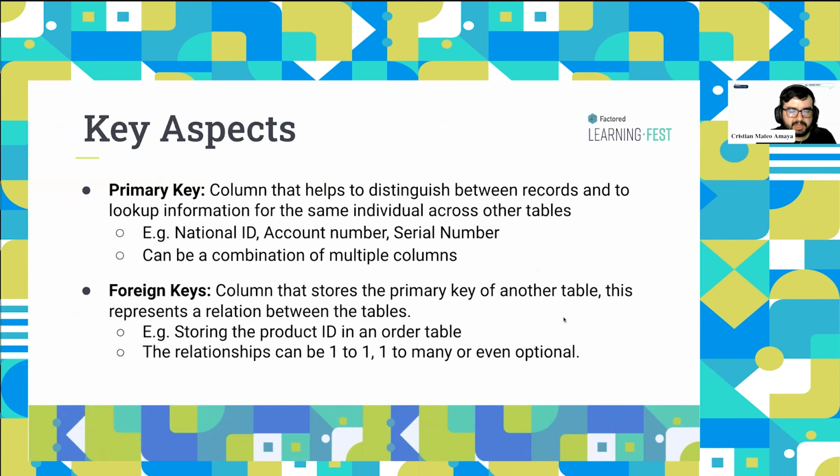So some key aspects to take into account when you are creating relational tables is that you need a primary key. A primary key is a column that helps us distinguish between records and look up the information about that record in other tables. I know it's a little bit abstract, but we can think about it like our national ID or DNA, or in Colombia we have the cédula. That is a document that distinguishes you from all Colombians because it's a very specific number that doesn't repeat. We also have, for example, in a bank context, the account number, or if we have some manufacturing, we can use the serial number as the primary key.